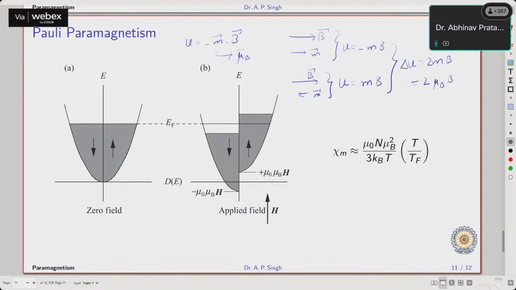Okay, so that is exactly what is drawn on the right hand side here. Some of the electrons lose their energy, which corresponds to this particular case, and some of the electrons' energy is actually increased, which corresponds to this particular state. And what is the energy difference between these two? The energy difference is twice mu B B. All right, so this total energy difference is twice mu B B.